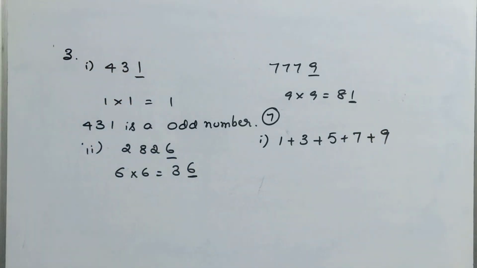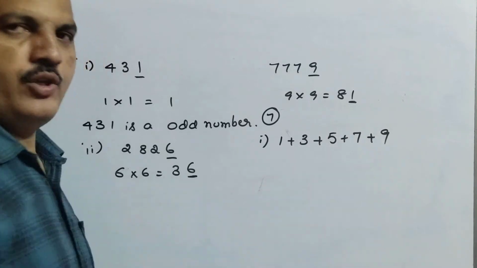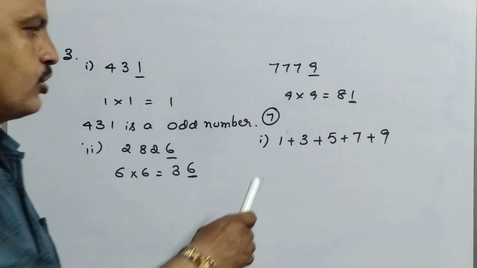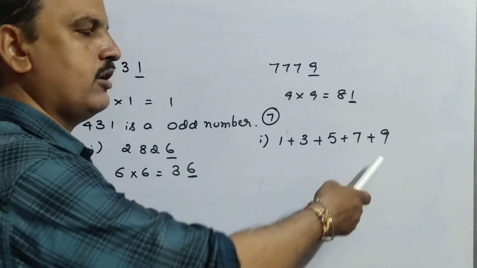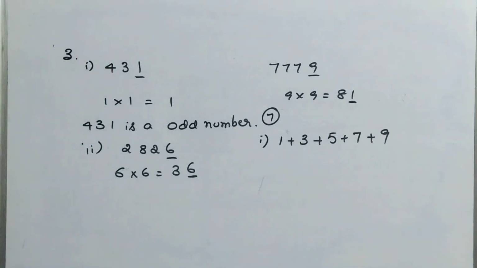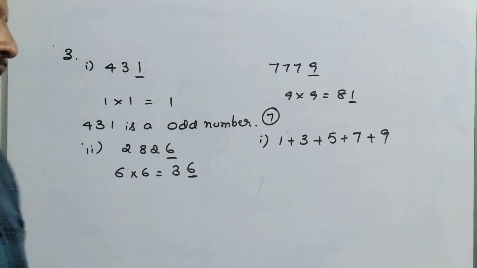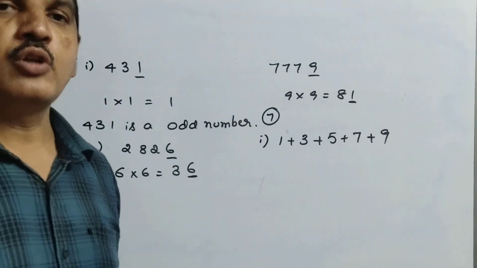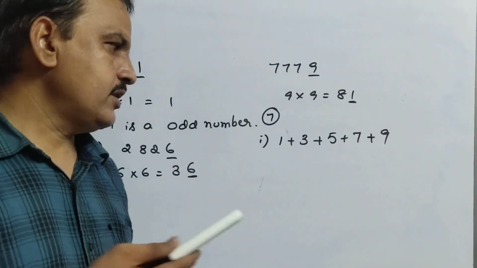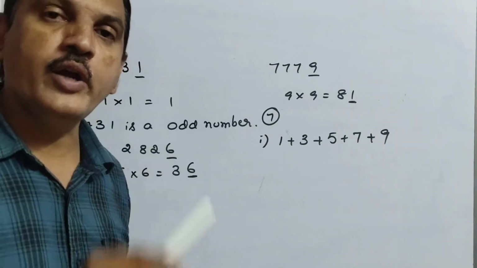Actually the first thing you observe here: 1, 3, 5, 7, 9. If you clearly observe, those are all odd numbers. But the question is very tricky: without adding. He gave the plus symbol here and is asking us not to add. Like 1 plus 3, 4, 4 plus 5, 9. Like that he is asking us not to do at all.